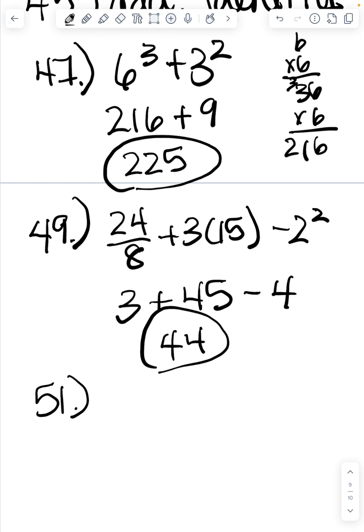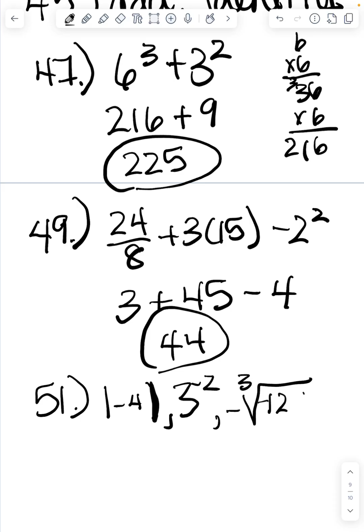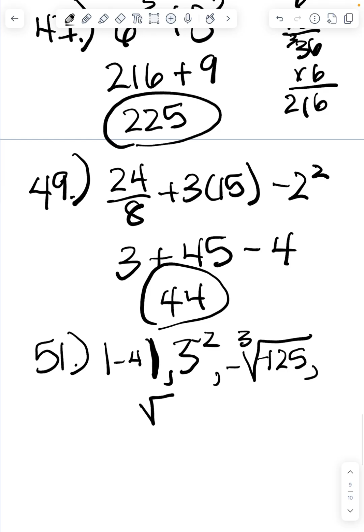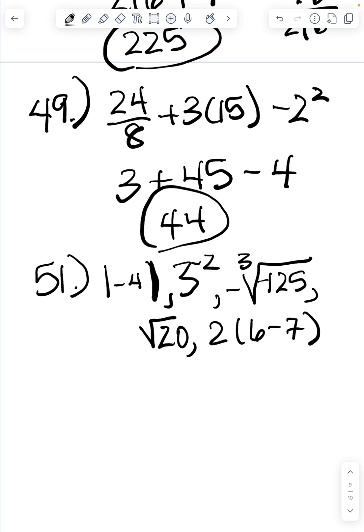51 is order the expressions. Absolute value of -4. 3 to the negative second. The opposite of the cubed root of -125. The square root of 20. And 2 times the quantity 6 minus 7. From least to greatest. Okay, so absolute value of -4 is 4.